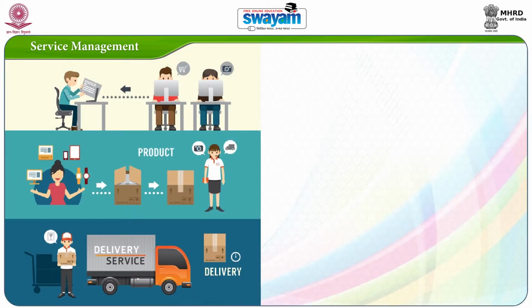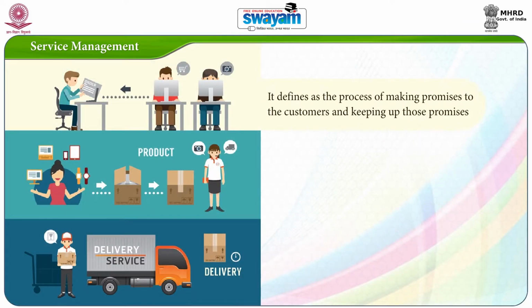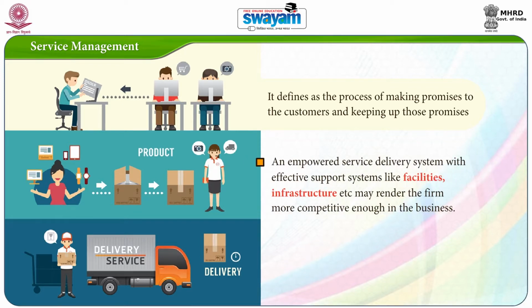The fifth point is related to service management. Service delivery management may be defined as the process of making promises to the customers and keeping up those promises. This involves three small steps: define a customer order, create a network for delivery, and deliver the order. An empowered service delivery system with effective support systems like facilities, infrastructure, etc. may render the firm more competitive in the business.